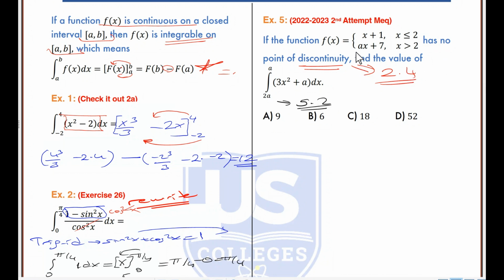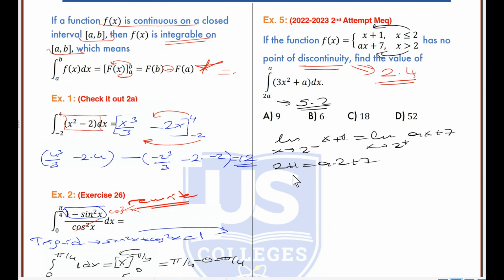If there is no point of discontinuity, then the right side limit is equal to the left side limit, right? So the limit as x approaches 2 from the left of the function x plus 1 must be equal to the limit as x approaches 2 from the right, whose function is ax plus 7. Now insert 2 for x. 2 plus 1 is equal to a times 2 plus 7. 2 plus 1 is 3 equals 2a plus 7. Bring 7 to the other side. Negative 4 is 2a. Then a is equal to negative 2.